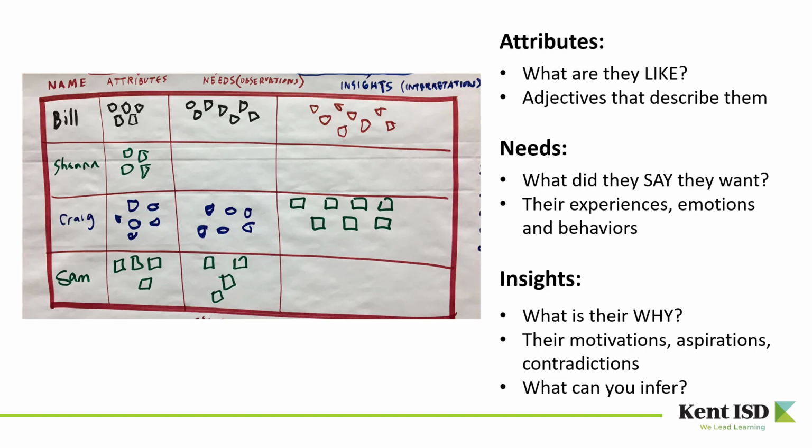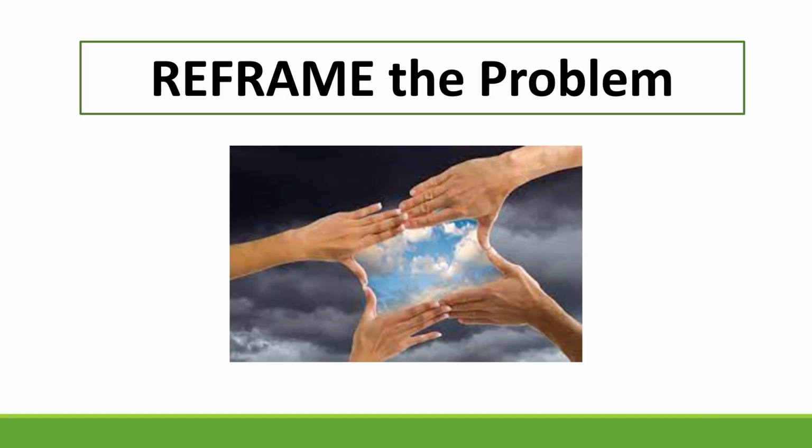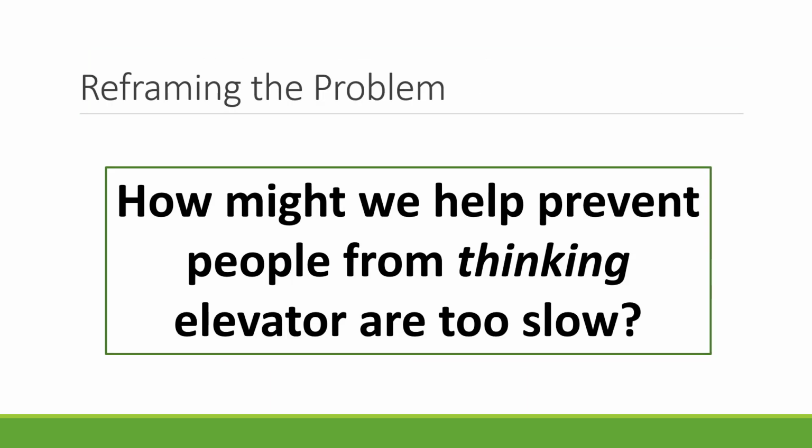If they had done that, they could have developed a define map like the one shown here, to post all the data they gathered and to look for trends, as well as what people truly wanted, and here's the key, why they wanted it. If they had done so, they might have come to the same conclusion that this one elevator company did. They reframed the problem. The company posed a different problem statement. Theirs said, how might we help prevent people from thinking that elevators are too slow?